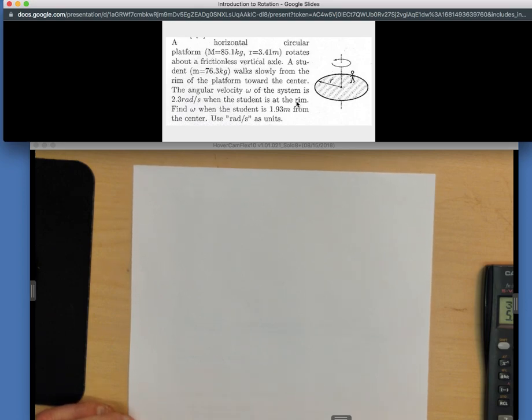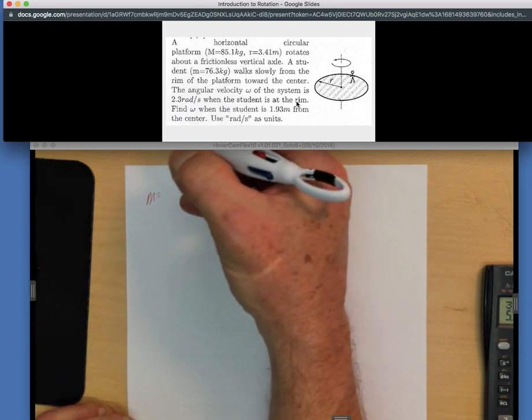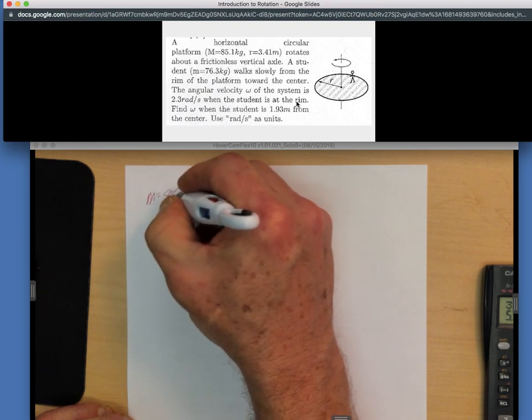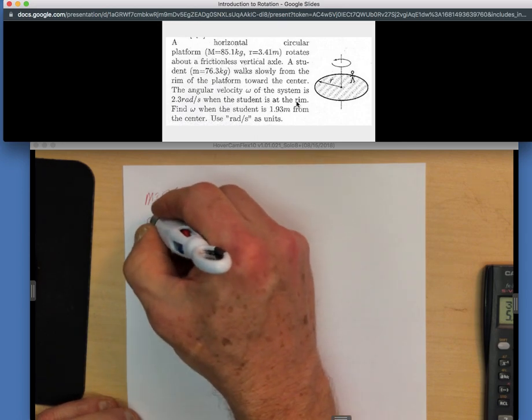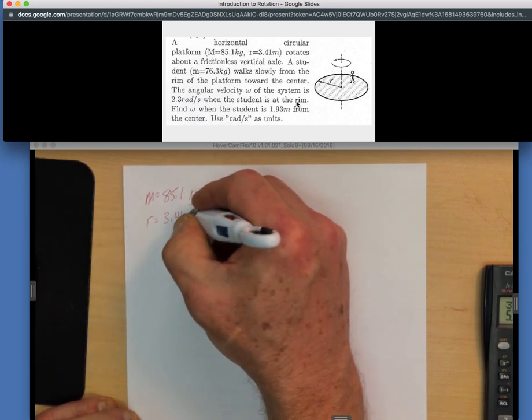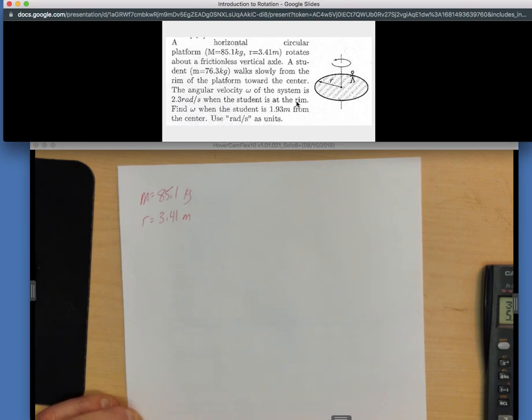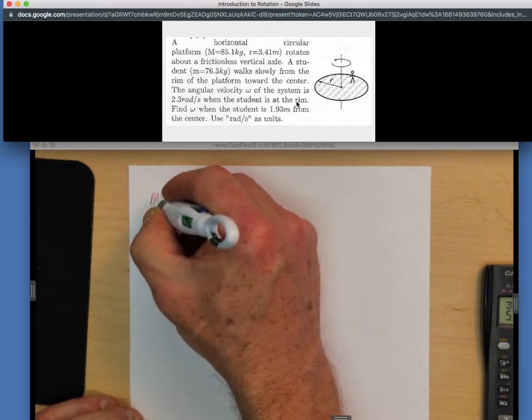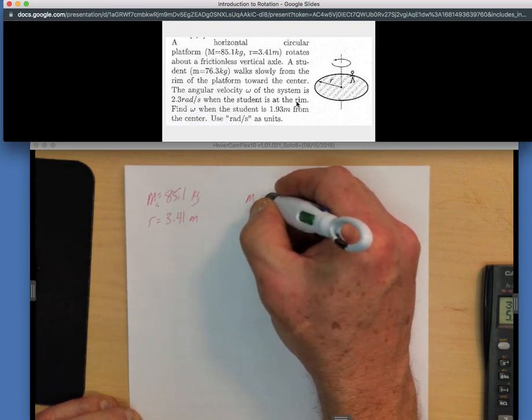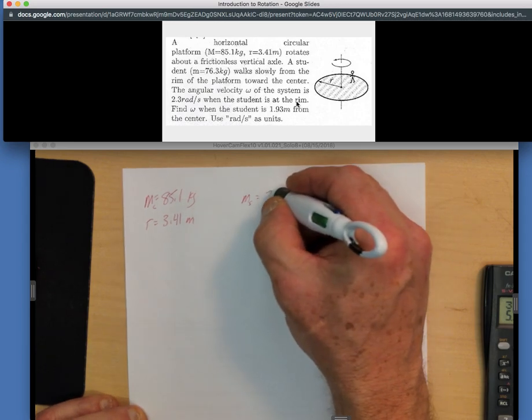A horizontal platform with a mass of 85.1 kgs, and 3.41 meters is the radius, so this is big. Wow. 13, 14 feet in radius. It's a giant merry-go-round basically, right? And a frictionless vertical axle, so there's no frictional torque. And a student, so that's the mass of the cylinder, and the mass of the student was 76.3 kgs.